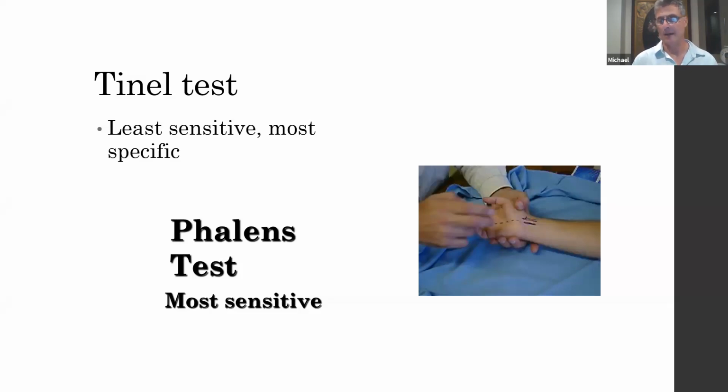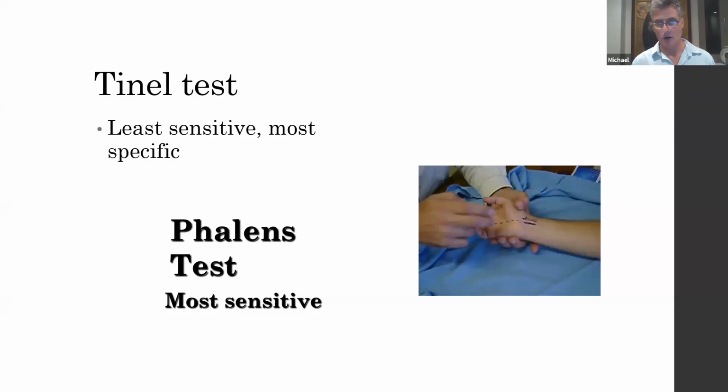In other words, patients with advanced and substantial carpal tunnel, it's amazing how very seldom they actually have a positive Tinel's test. But when they do have it, that's carpal tunnel, done and dusted. The Phalen's test is the most sensitive, but the least specific. There are so many things that can cause pain when you do the Phalen's test.